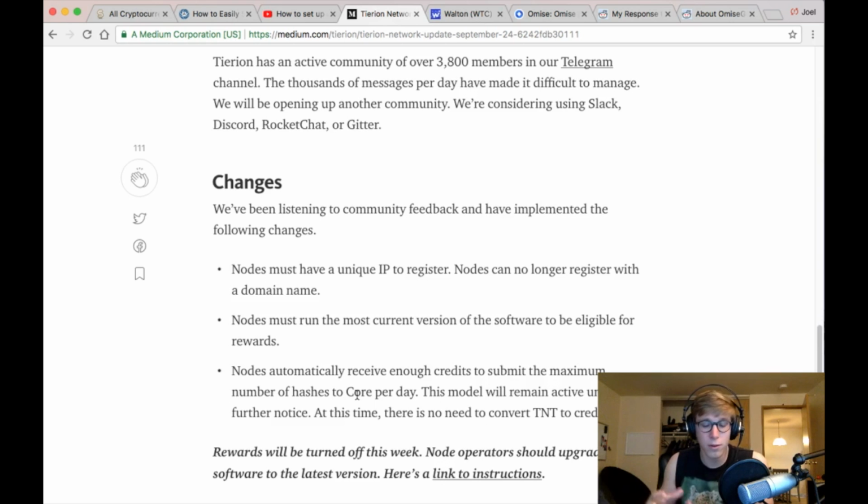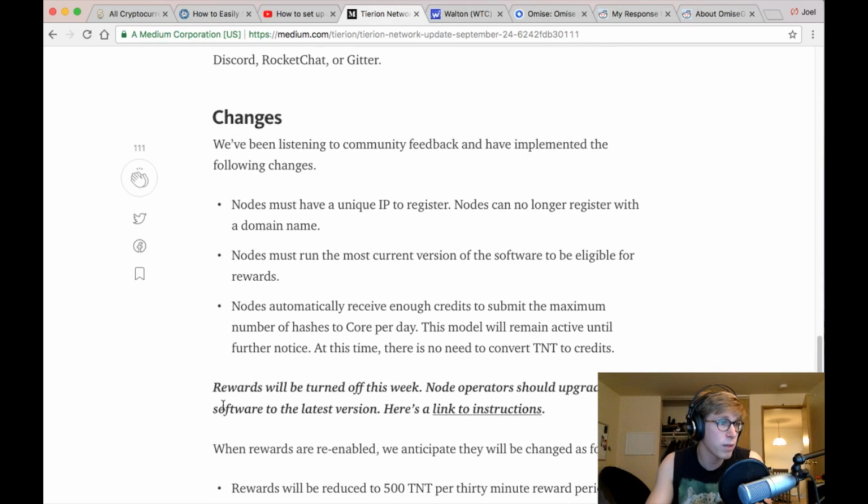Basically, originally you had to pay 100 Tierion tokens to the core address to even have a chance of receiving the reward. And they did away with that, so now the credits are given out for free, and you no longer have to send any TNT to the core address. The only requirement now is that you have enough Tierion in your wallet, and you no longer have to pay them Tierion to have a chance of winning. So that was really awesome when they announced that.